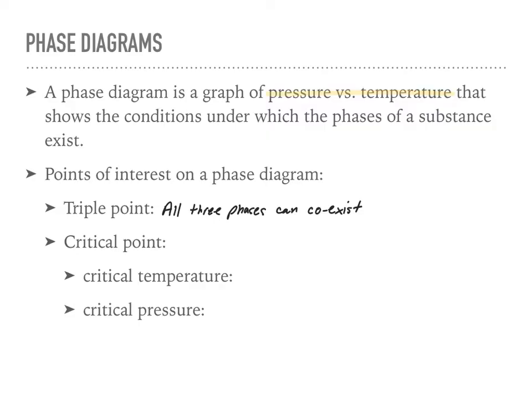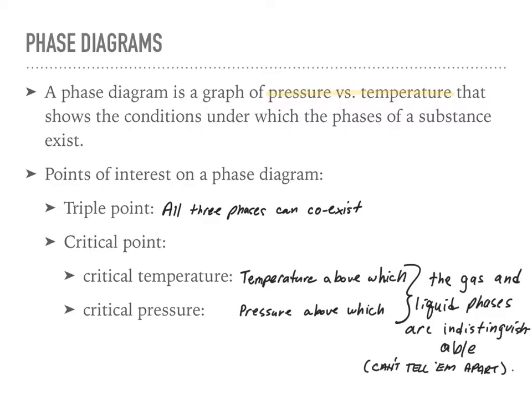At the critical point, or above the critical point more correctly, the gas and liquid phases are indistinguishable from each other. In other words, the molecules have so much energy because it's above a certain critical temperature that they can't be squished into a liquid, and there's no physical difference between the liquid and the gas.